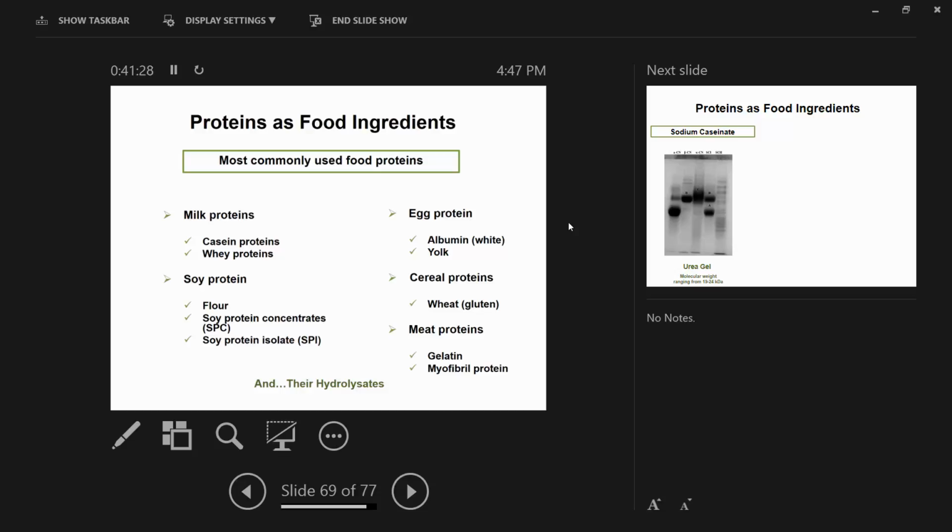All right, so you will be working with different protein ingredients in the lab. Common protein ingredients are the caseinate proteins. Sodium caseinate is the main caseinate protein used. Whey protein: we have whey protein concentrate, whey protein isolate, whey protein hydrolysate. Soy protein, soy flour, but mainly soy protein concentrate and soy protein isolate. An isolate is 90% or greater protein purity. Then you have the egg protein, albumin is the egg white, and then there's the yolk protein. Cereal proteins, like gluten. There is something called vital gluten also that is used as an additive to enhance the baking properties. Meat protein is gelatin and the myofiber protein. And of course, their hydrolysates. And the list doesn't end here.